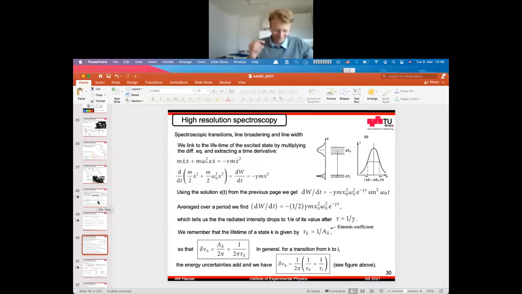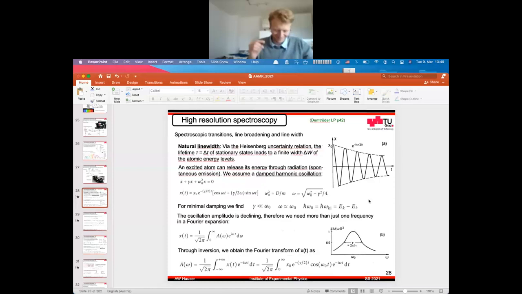Now, what Demtröder does next is saying that for minimal damping, so if this gamma is much smaller than omega, we can make a slight simplification. We can remove or set the second term here to 0, and just take this part with the exponential times the cosine of omega t. And now the oscillation amplitude, as you can see here in this image, is declining.